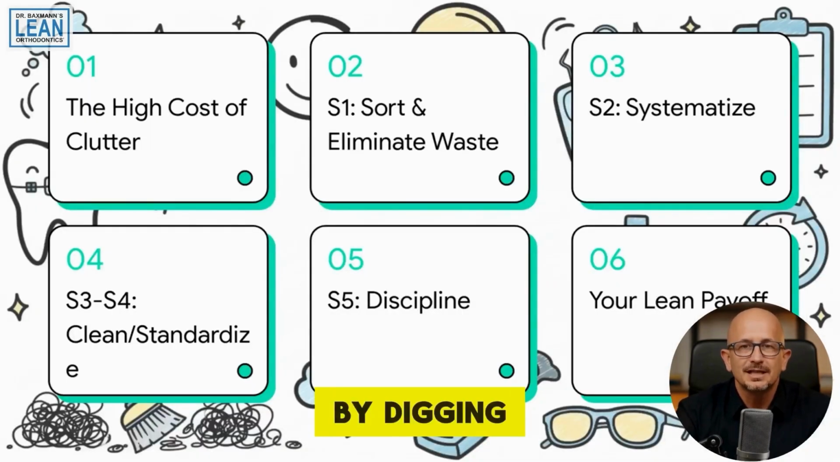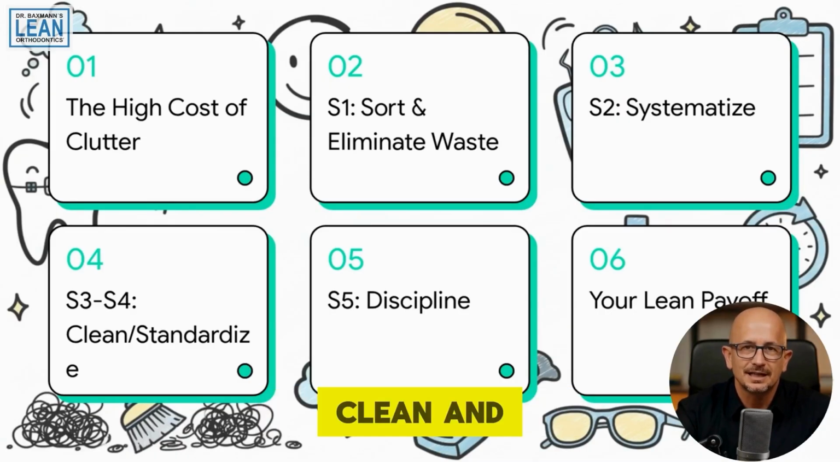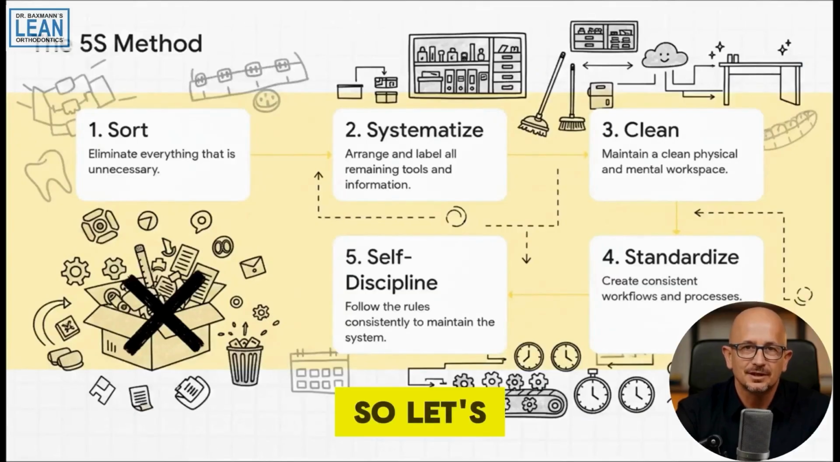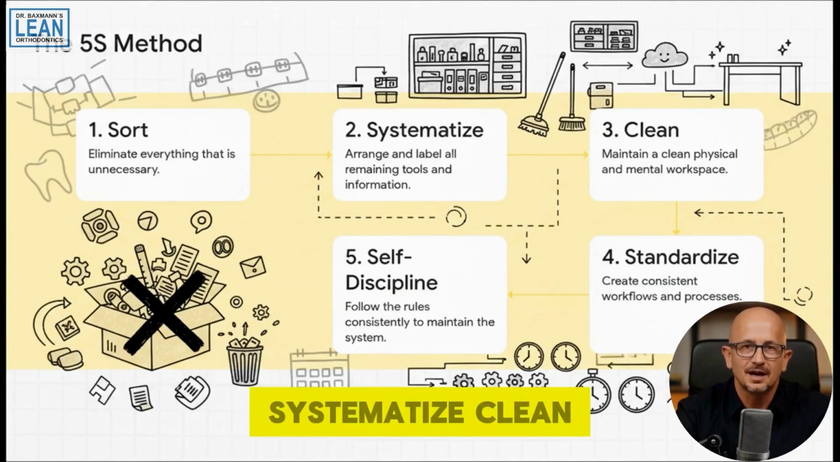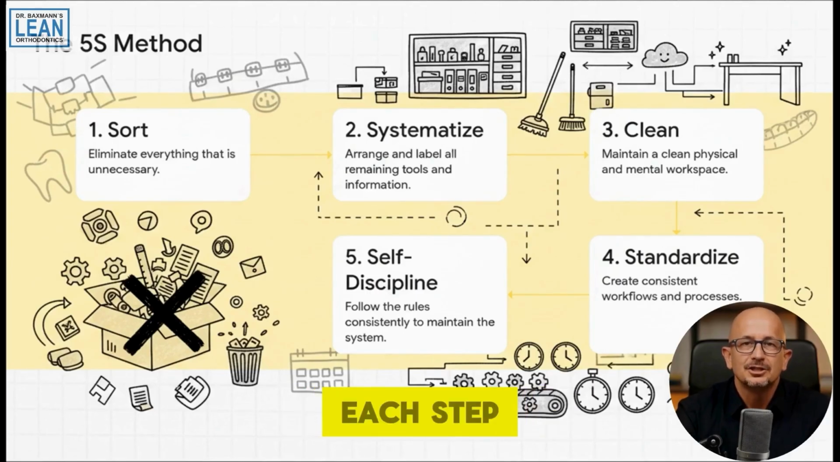Okay, so here's our roadmap. We'll kick things off by digging into the problem, the high cost of clutter. Then, we'll walk through each of the 5S steps: sort, systematize, clean, standardize, and the big one, discipline. And finally, we'll get to the good part, the payoff for you and your practice. So let's take a closer look at the method itself. It's all built on these 5 pillars: sort, systematize, clean, standardize, and self-discipline. And what's so great about this is that each step logically builds on the one before it. It all comes together to create a really powerful system for a truly efficient and, believe me, low-stress environment.